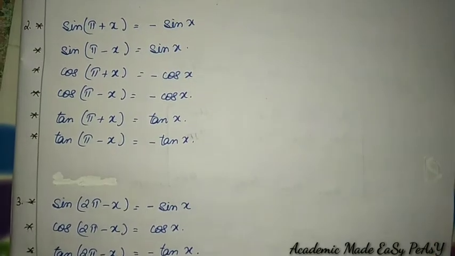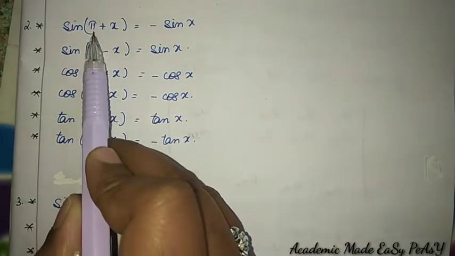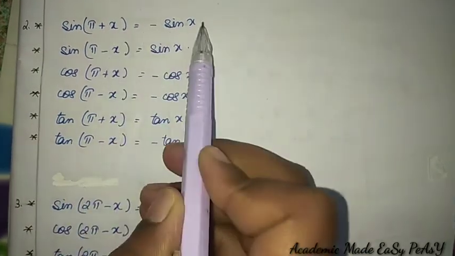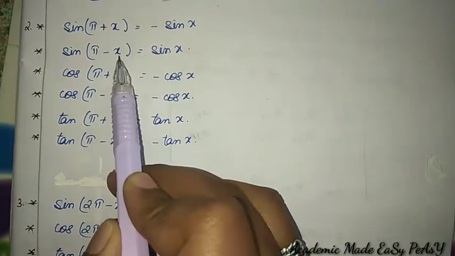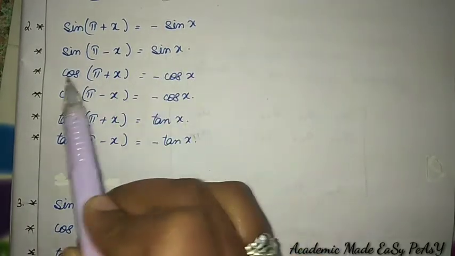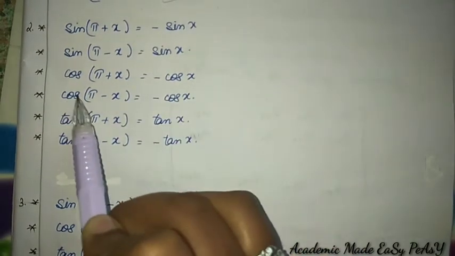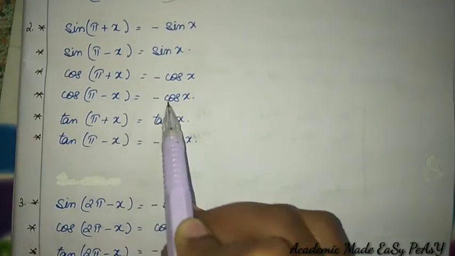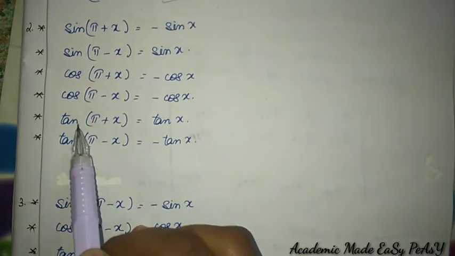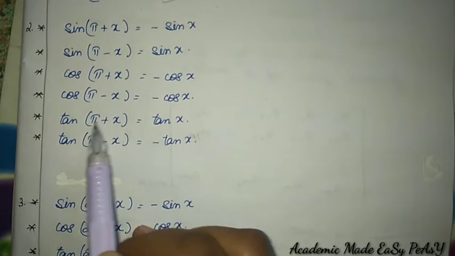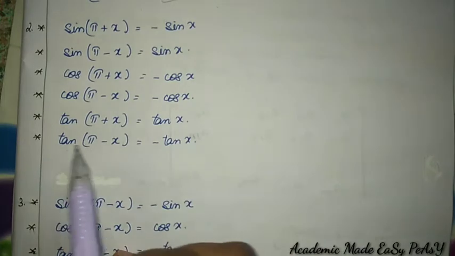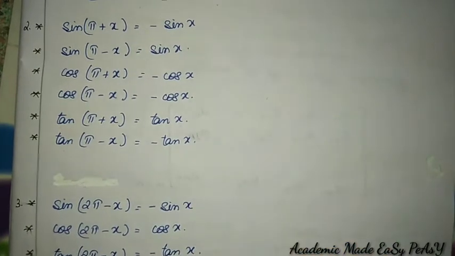Okay. Next set of formulas is for pi, that is 180 degrees. Sine pi plus x is equal to minus sine x, sine pi minus x is equal to sine x, cos pi plus x is equal to minus cos x, cos pi minus x is equal to minus cos x, tan pi plus x is equal to tan x, tan pi minus x is equal to minus tan x.